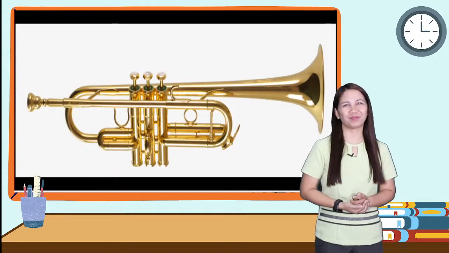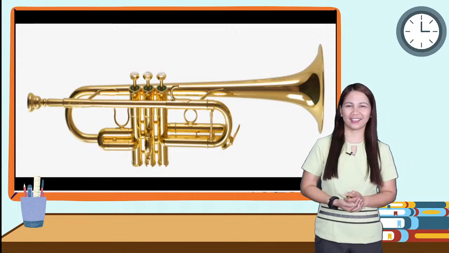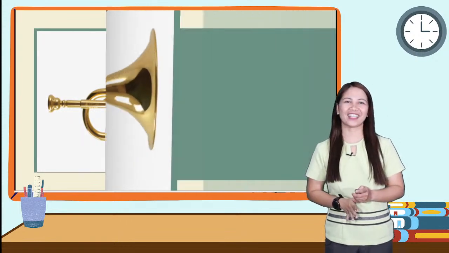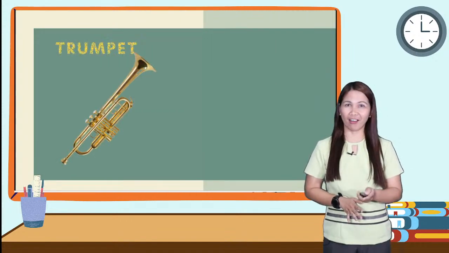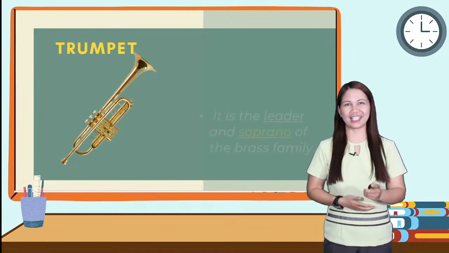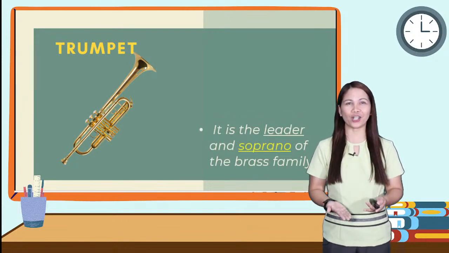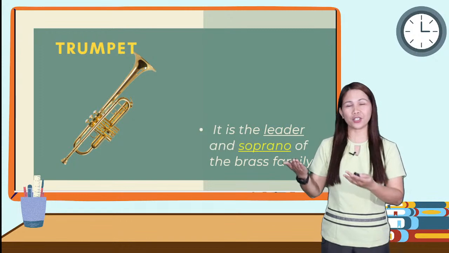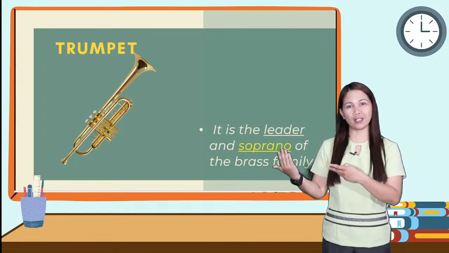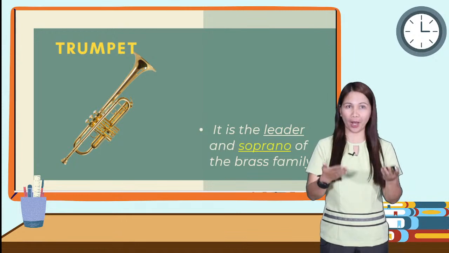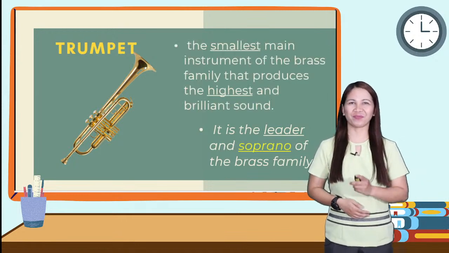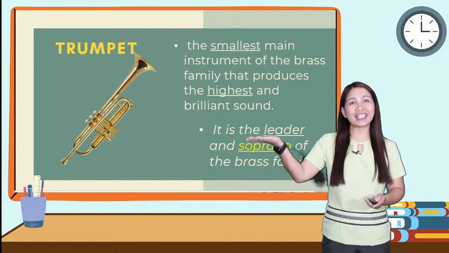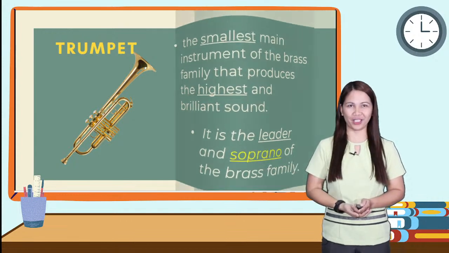Let's try this one. So again, that is an example of a trumpet. That is right, kids. So a trumpet is the leader and the soprano of the brass family. So earlier, piccolo is the soprano from the woodwind family, and now trumpet is the soprano of the brass family. The smallest and main instrument of the brass family that produces the highest and brilliant sound.